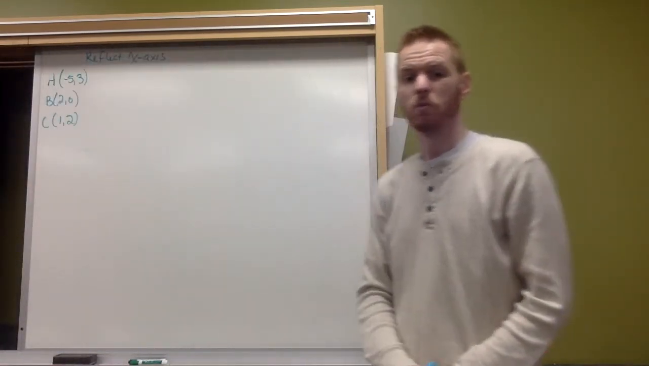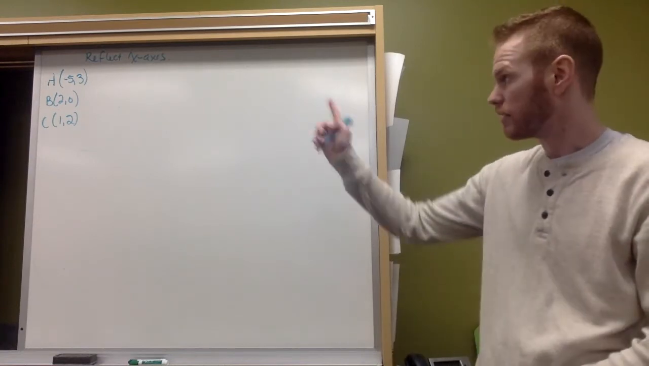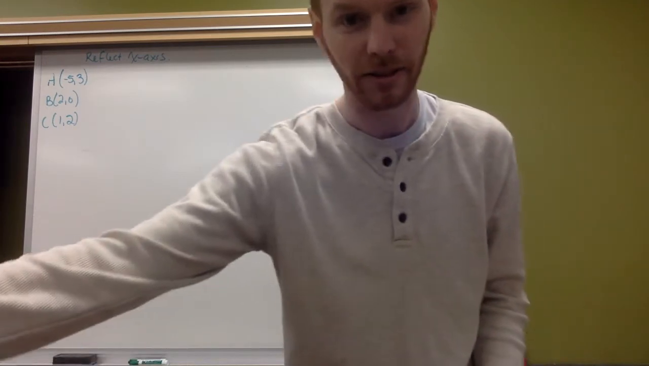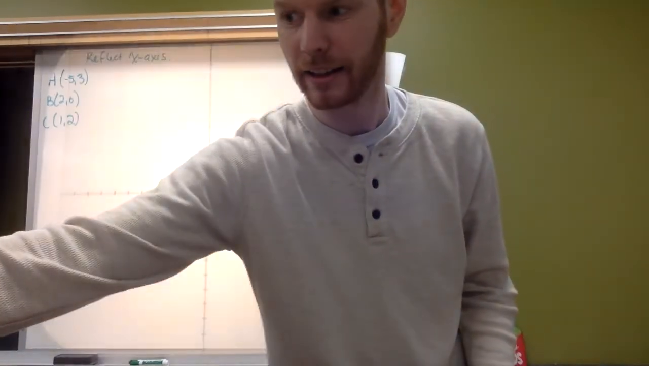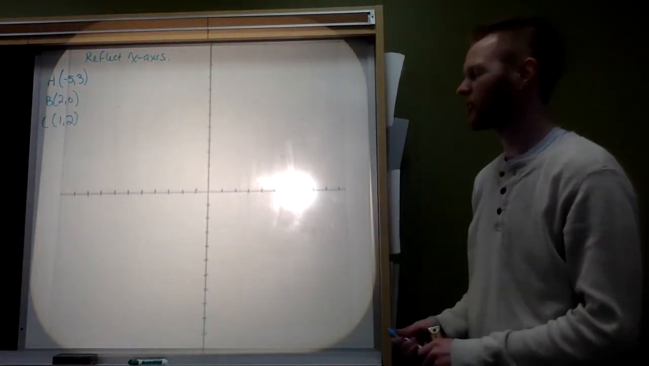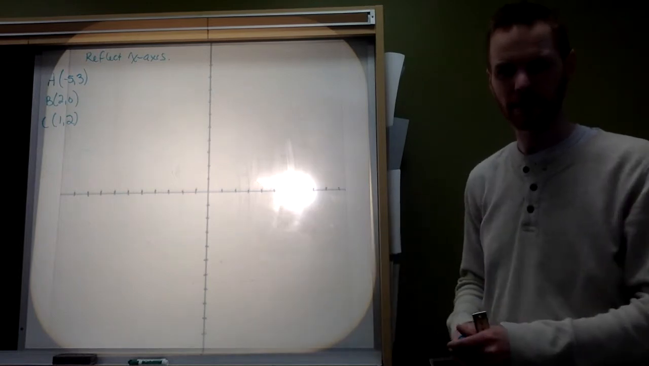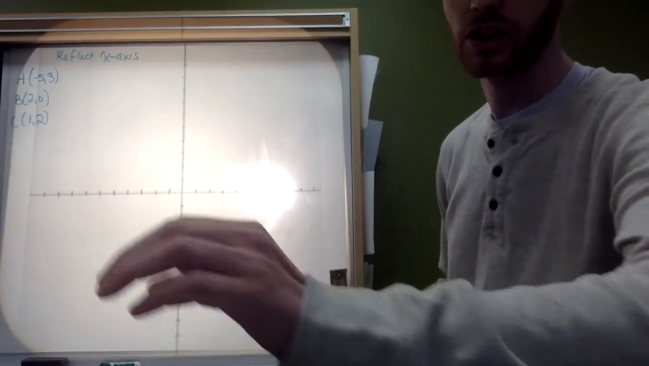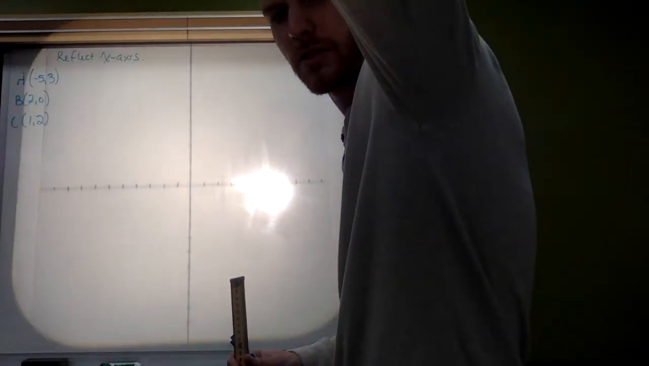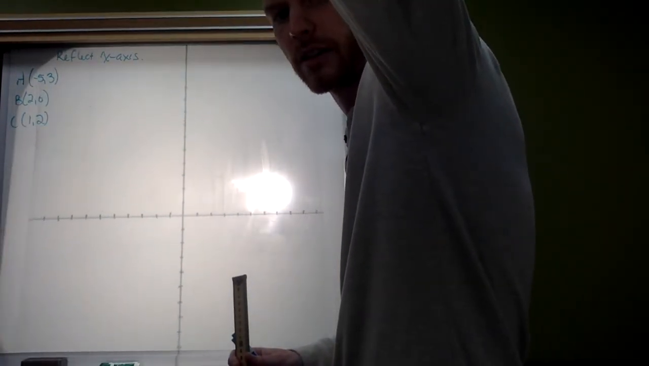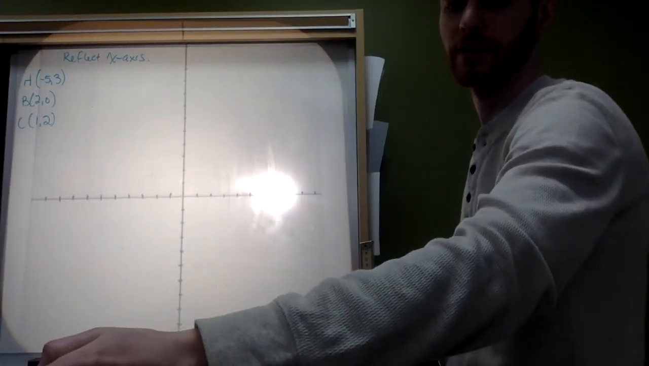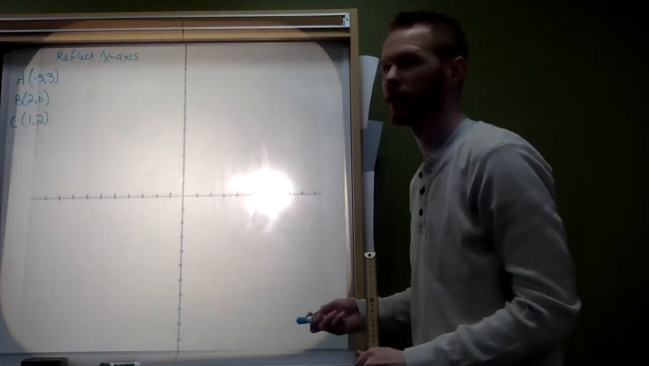Okay? We want to reflect this triangle across the x-axis. Now, there we go. Okay, so here is my lovely xy plane. Ooh, there's a small glare for you. I don't know if I can change that. I'm going to do the best I can so that way you can still see it, though. So I do apologize for that little bit of a glare.